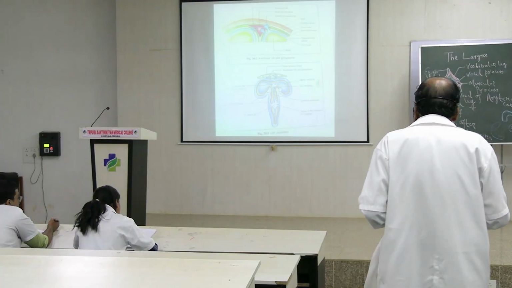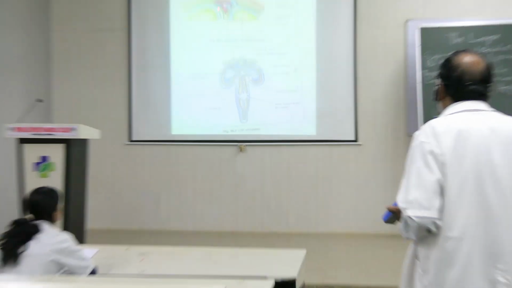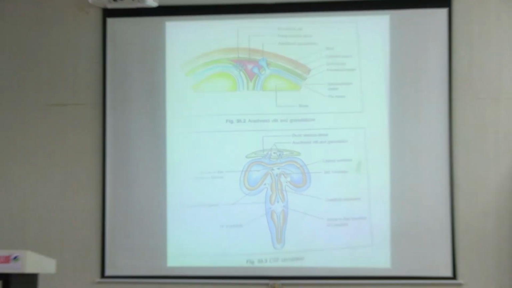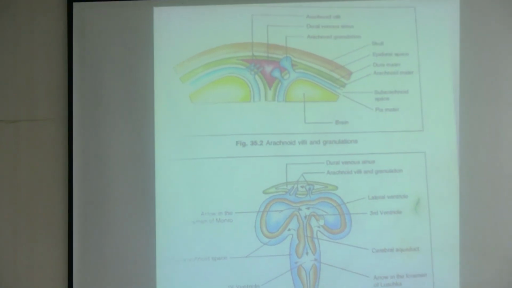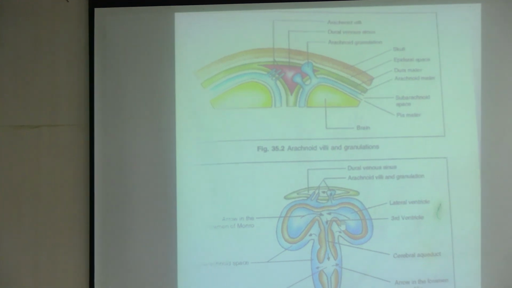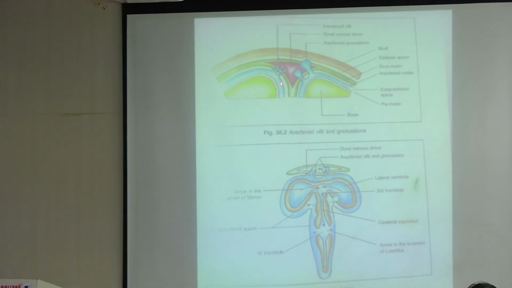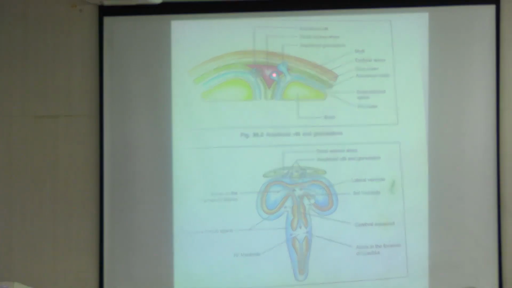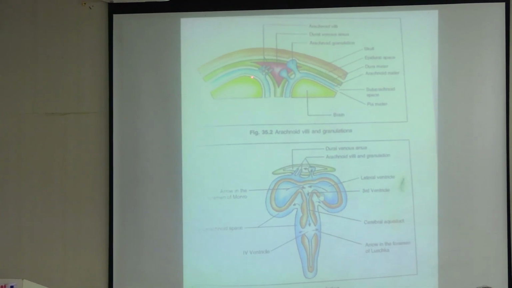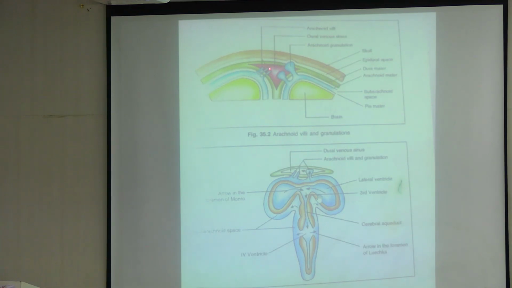Now look at this picture. Here you see these things. These are called subarachnoid granulations, or subarachnoid villi. When villi join to form granulations, those subarachnoid granulations open into the venous sinus. Now this CSF is coming through this path, the subarachnoid space. It enters the subarachnoid granulation, and from here it will come into the blood, right?